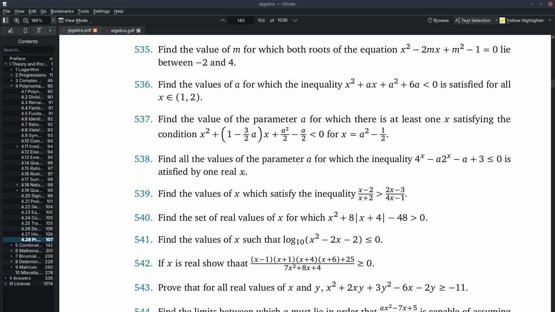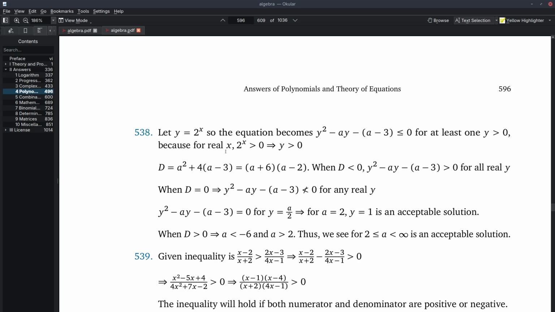Okay, so it has to be satisfied for real x. So we let y is equal to 2 to the power x, and the given equation becomes y square minus ay minus a minus 3. So for at least one y greater than 0, because for real x, 2 to the power x would be greater than 0, that is y will be greater than 0.